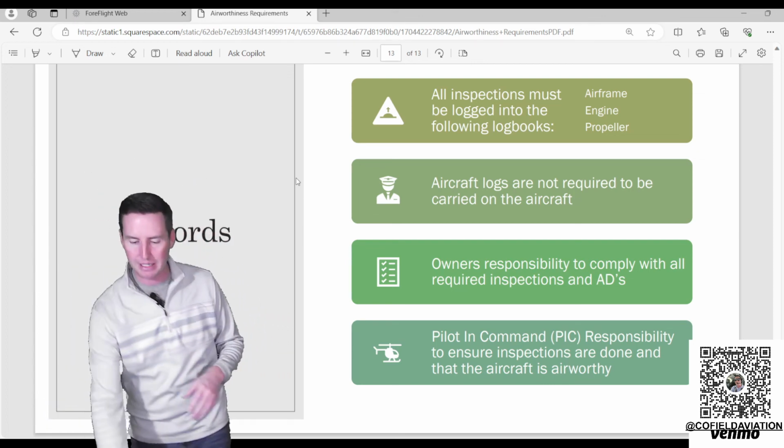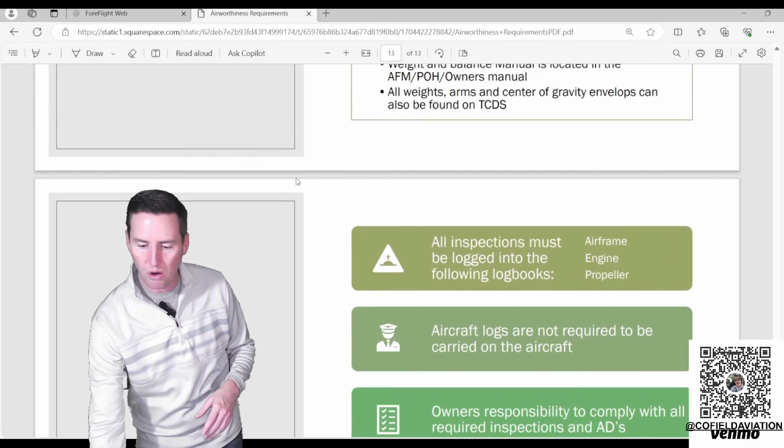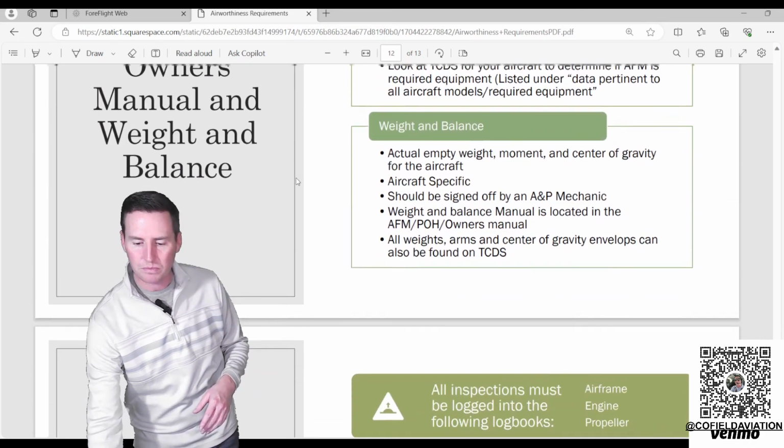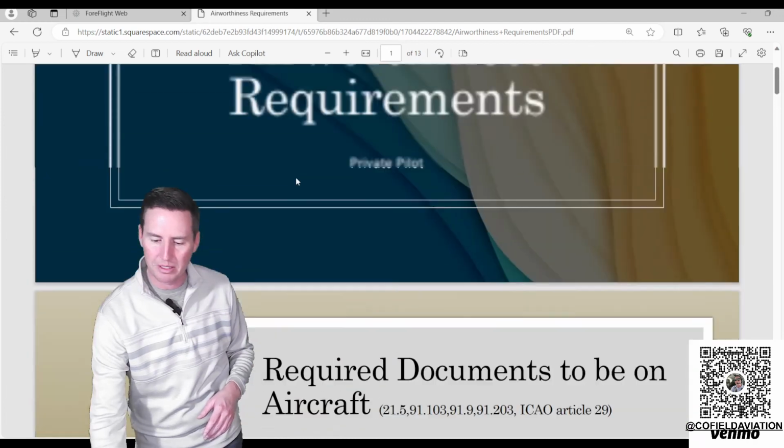So, all right. So that is basically all for the airworthiness requirements, right?